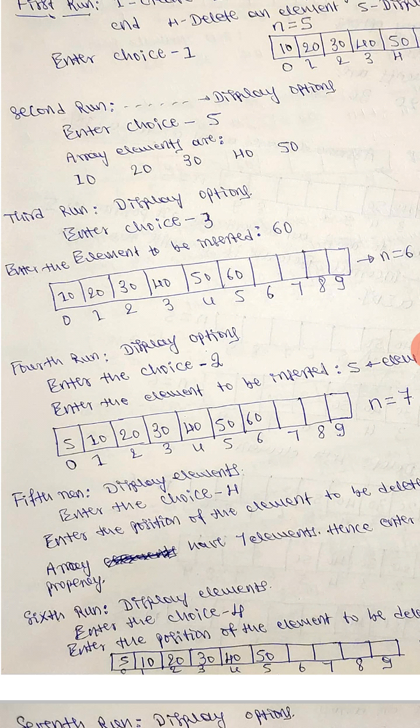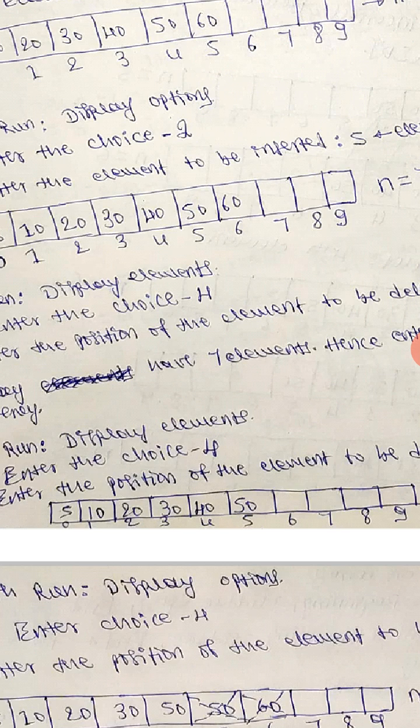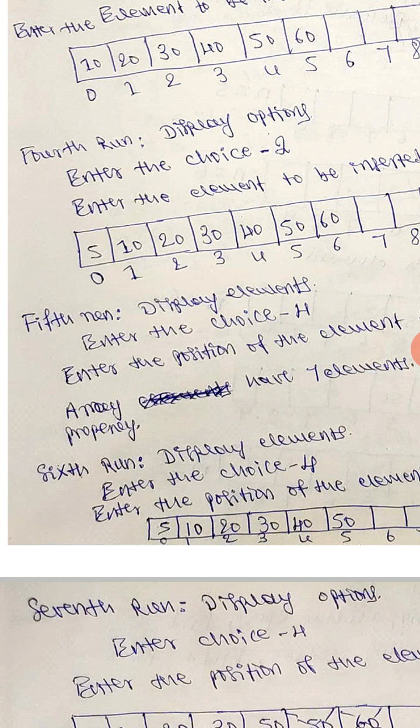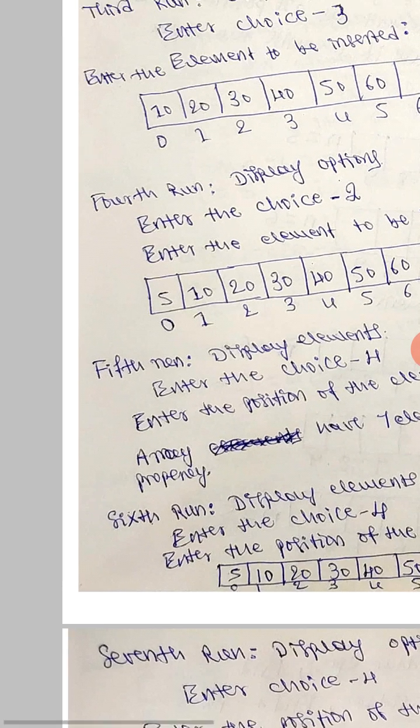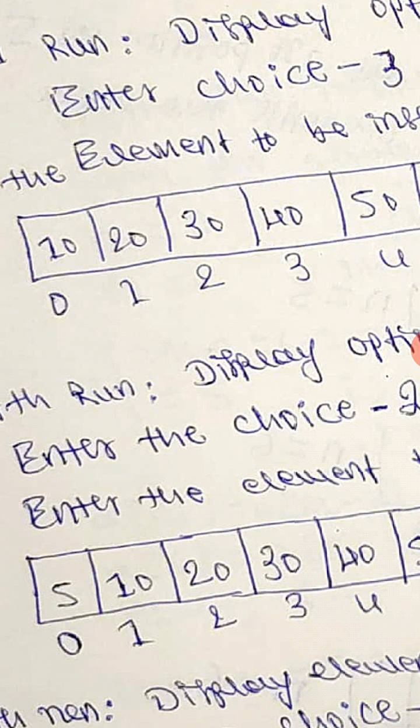Suppose you would like to insert your new element, which I have shown here, that is 5, at the beginning of your array. At this point of time, I cannot directly say array of position equal to element, because before inserting 5 in the 0th index of an existing array, already in the 0th position I have the value 10.